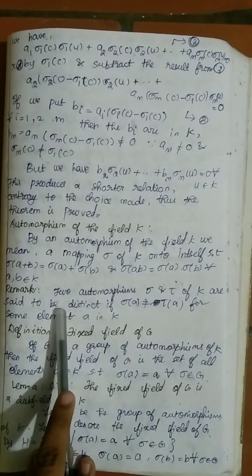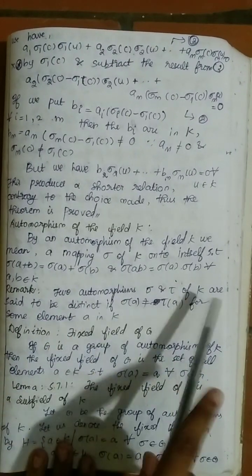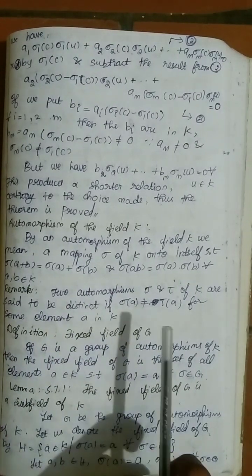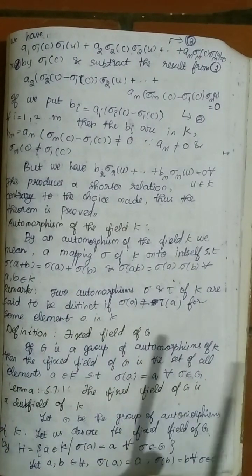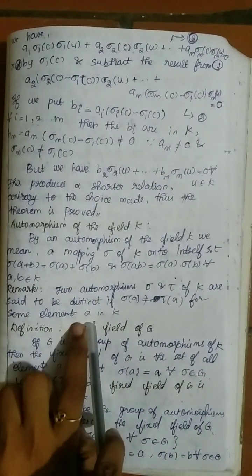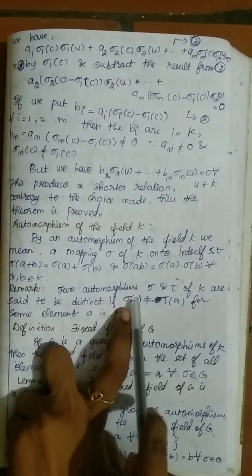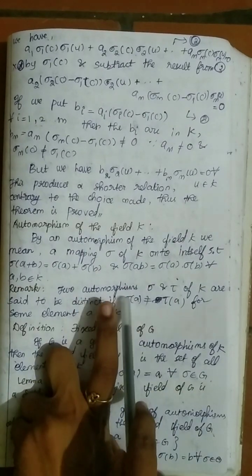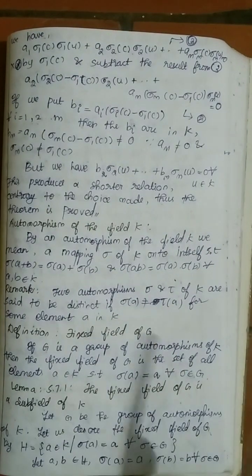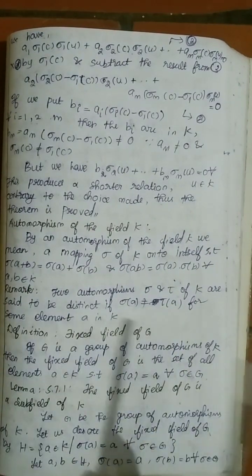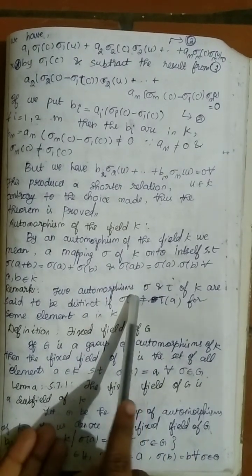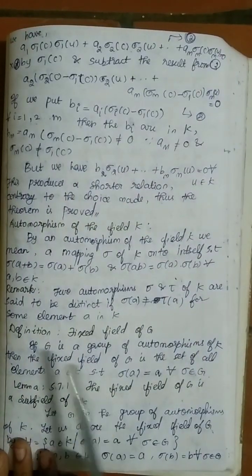Now I can make a remark. Two automorphisms sigma and tau of K are said to be distinct if sigma of A is not equal to tau of A for some element A in K. If there exists an element A in K such that the mappings of that element under sigma and tau are not the same, then these two automorphisms are different. This is just a small remark which we already used in the previous theorem, right?